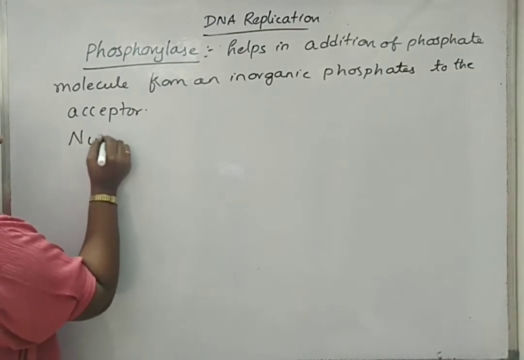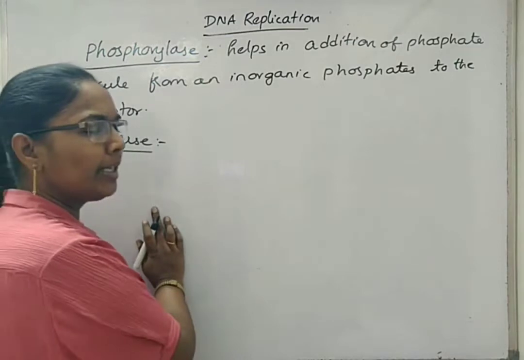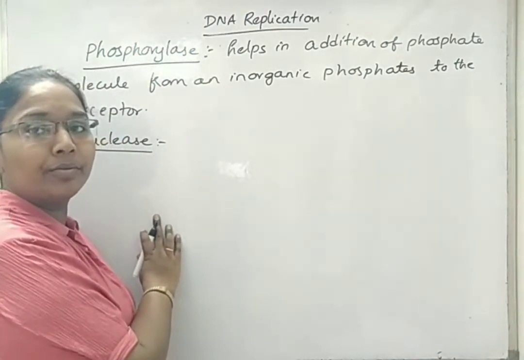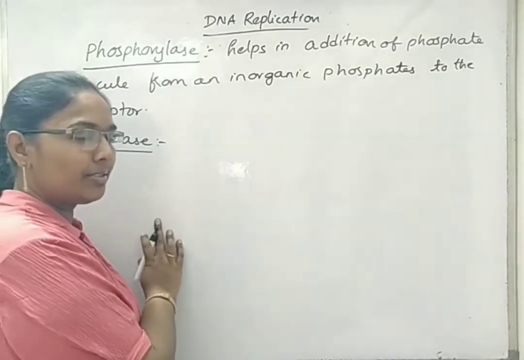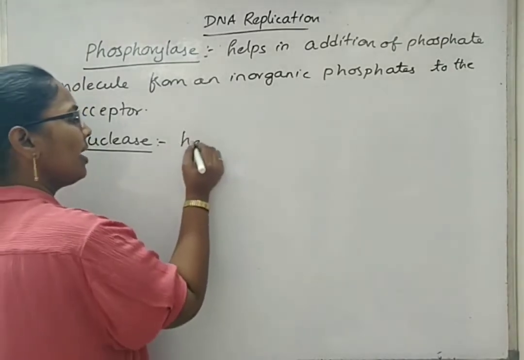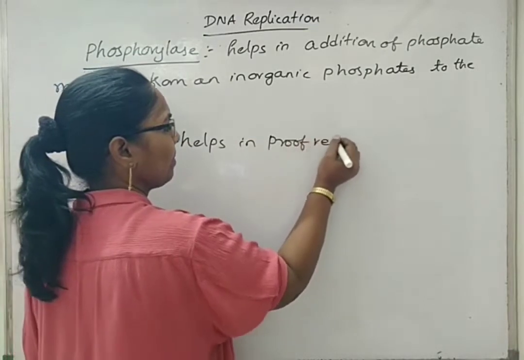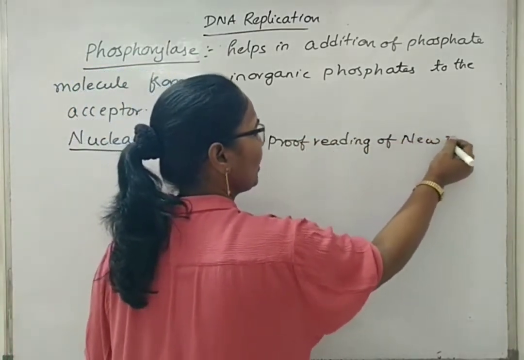Another enzyme is nuclease. We have seen DNA polymerase 1 is helping in proofreading of the newly formed DNA strand, and also epsilon subunit of DNA polymerase 3 also helping in proofreading of the newly formed DNA strand. Now, third type of enzyme is nuclease. It also helps in proofreading of new DNA strand.